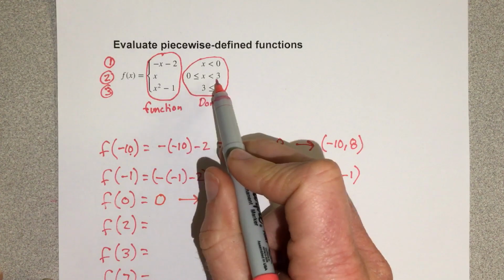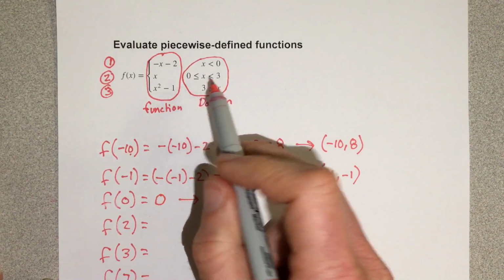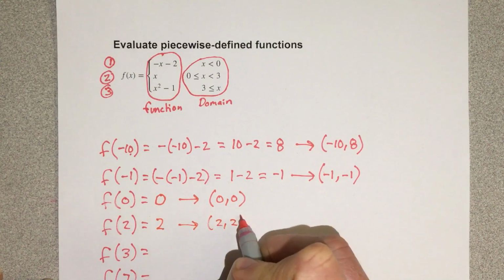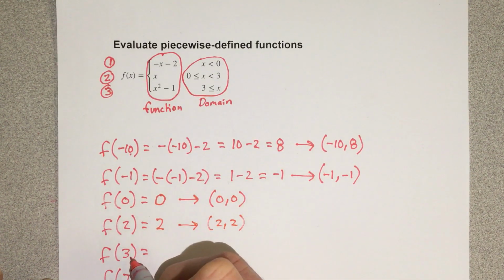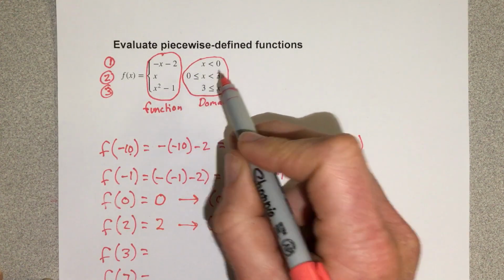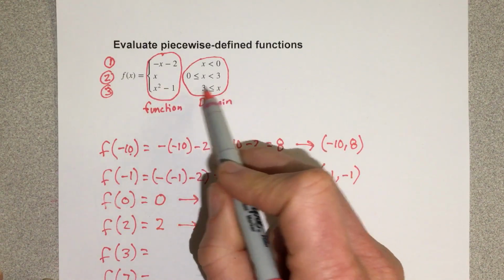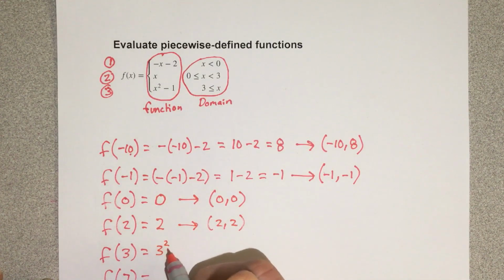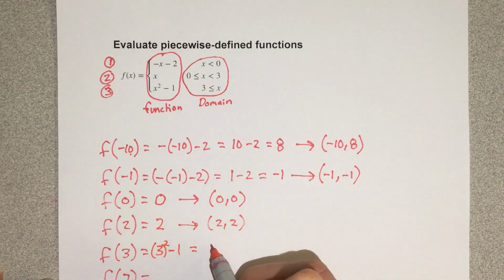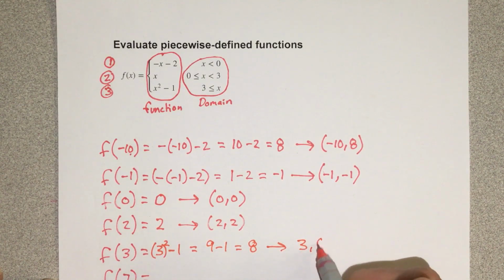2 is between 0 and 3 still, right? It's not less than 0, it's not greater than 3, so it's just the middle equation. Again, I get 2 when I plug it in for x, and I get 2 comma 2. And then I plug in 3. 3 is not a part of the middle domain because 3 is not less than 3, but 3 is greater than or equal to 3. So we can use the bottom equation, and that would be 3 squared minus 1, which equals 9 minus 1, which is 8. So my coordinate there is 3 comma 8.